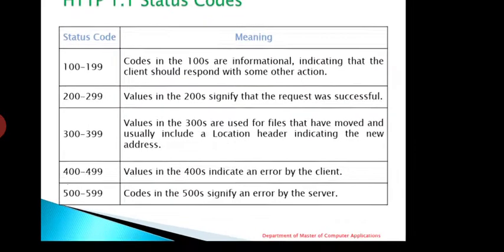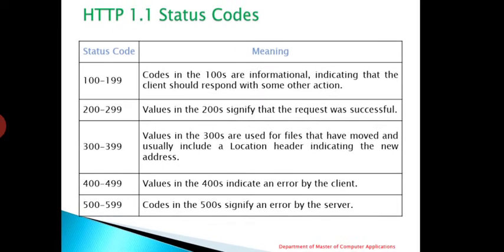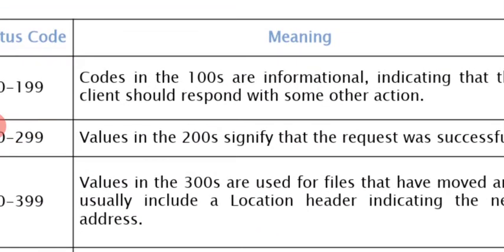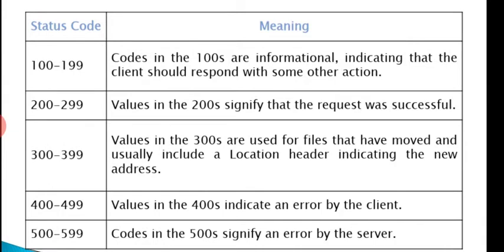These are the five status code classes. Remember, very important. HTTP status codes between 100 and 199 are informational, indicating the client should respond with some other action. 200 to 299 signify that the request was successful. Then 300 to 399: the values in the 300s are used for files that have moved and usually include a Location header indicating the new address.